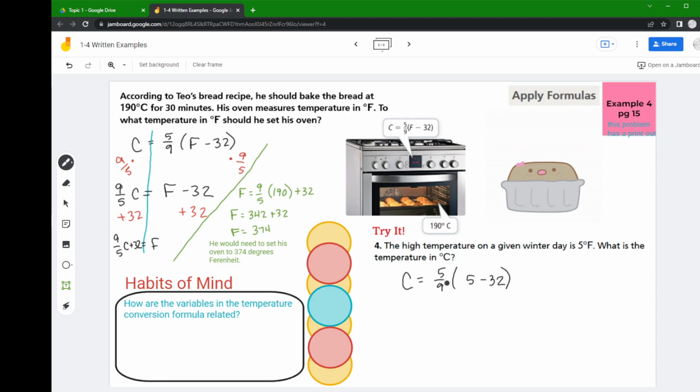Now, my head says, distribute. Don't distribute. You can simplify those parentheses and you don't have to multiply as much. So 5 minus 32 is negative 27.